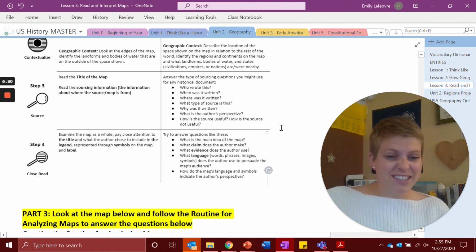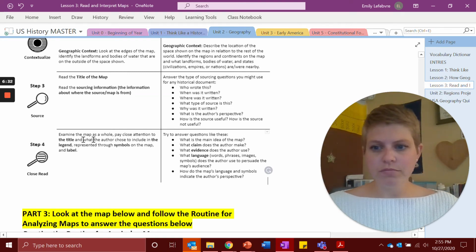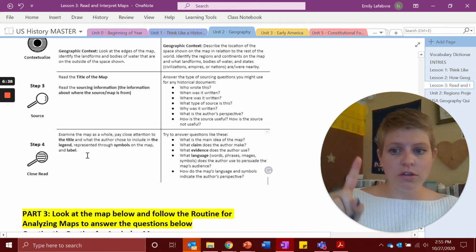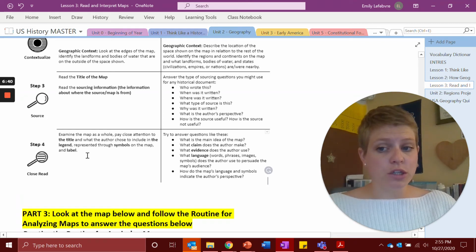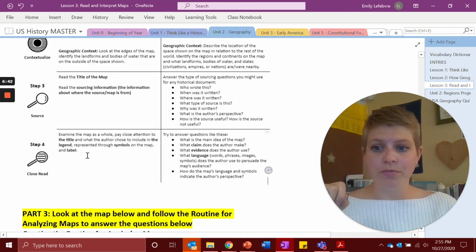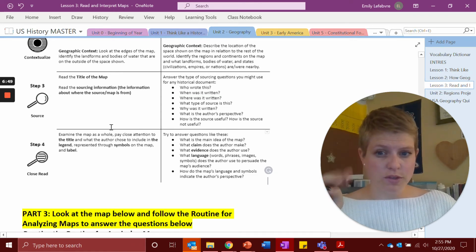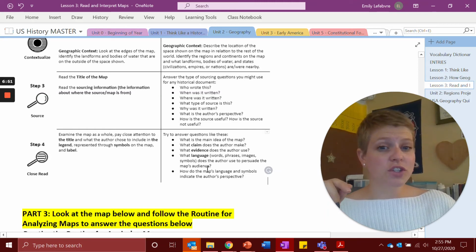All right, step 4, last step. Examine the map as a whole thing. Pay close attention to the title, what the author chose to include in the legend, in the key, and represented through the symbols on the map and the label. So, looking at the title and the key mostly. Here are the questions you'll ask yourself. Try to answer these questions.